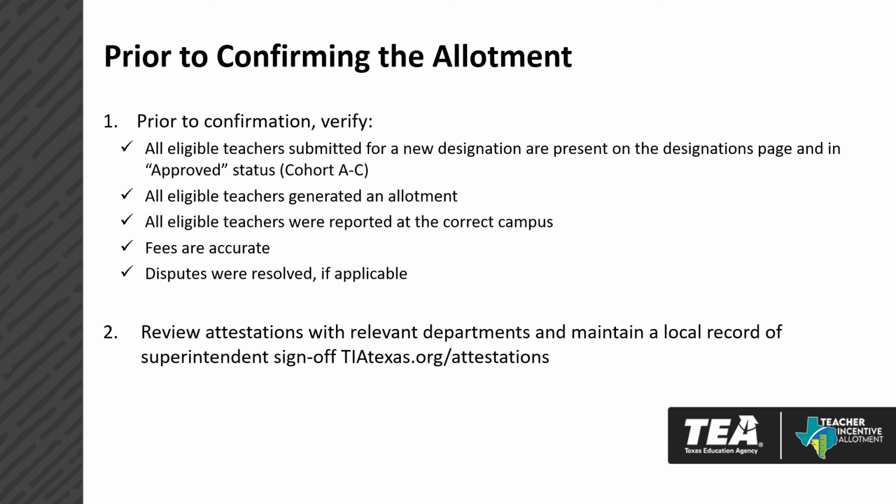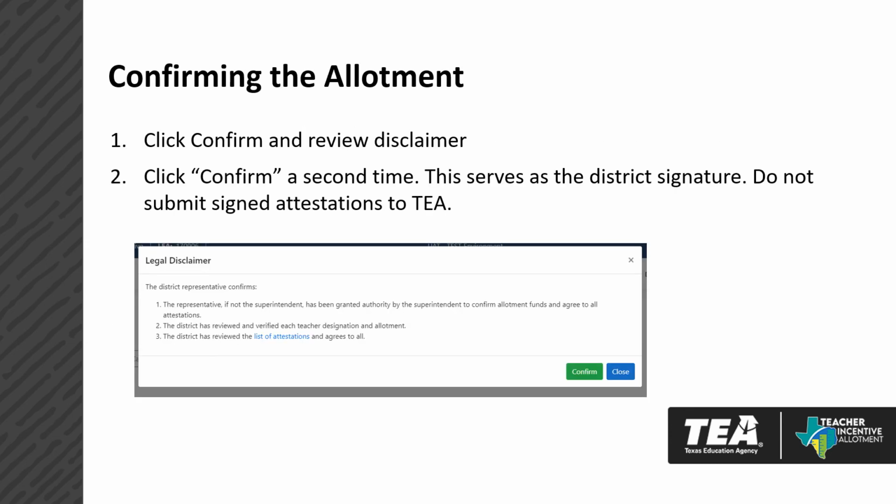You will not submit these to TEA. We will collect your signature via confirming in SCOMS. So you'll review the attestations with relevant departments. Please maintain a local record that your superintendent has signed off. The attestations can be found at our website, tiatexas.org/attestations.